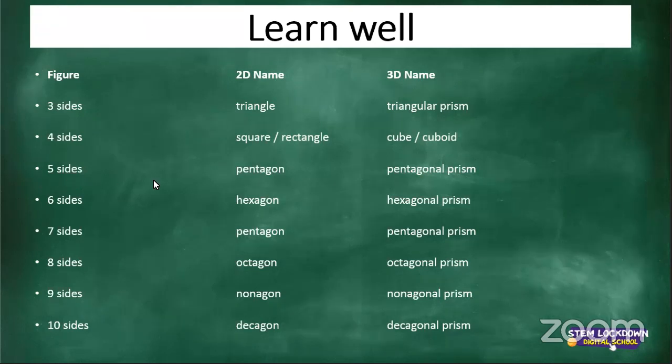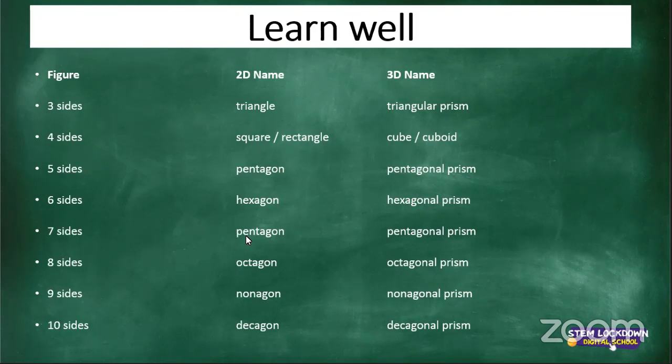Okay, the figure has 5 sides. The 2D that you can see is a pentagon, right? The name of the prism is pentagonal prism. Sorry, there's 6 sides. Name of a 2D is hexagon. Name of a 3D, it is hexagonal prism.